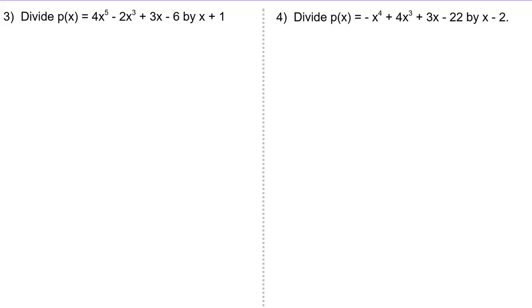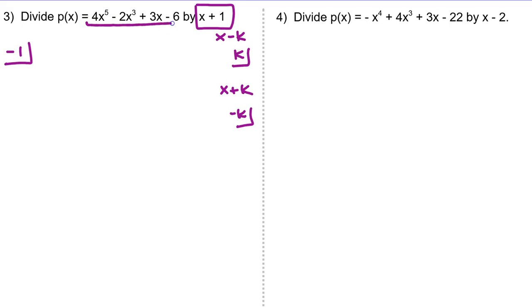Okay, now we're going to review synthetic division. So it says divide p of x by x plus 1, and we're going to use synthetic division to do that. If you're dividing by x plus 1, you put -1 in the little box that you make for synthetic division. So if it's x minus k, you put k in the box. If it's x plus k, you put the opposite of k in the box. So we're putting -1 in the box, and then we put the coefficients of the polynomial in a row. But if there are any degrees missing along the way, we put a 0 to hold the place.